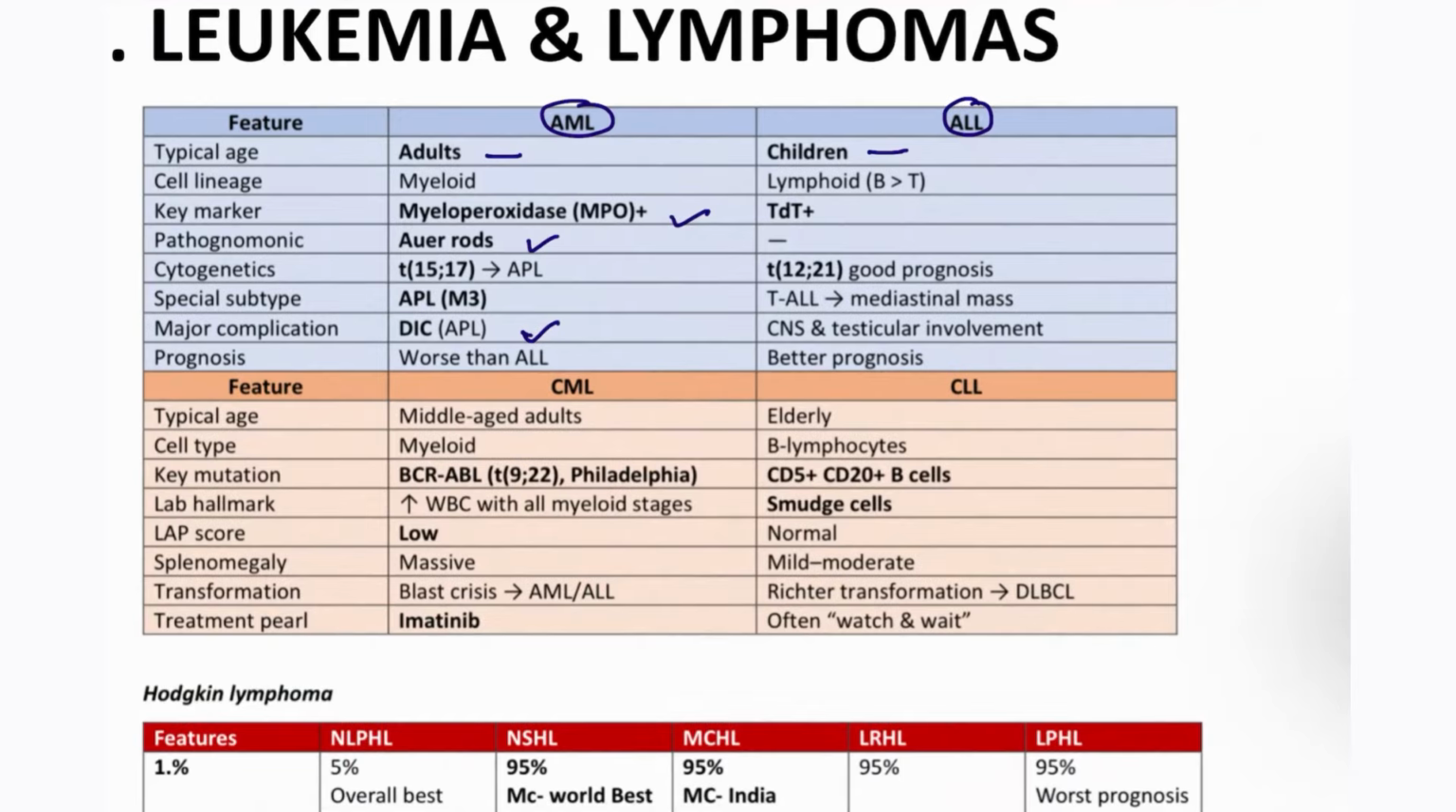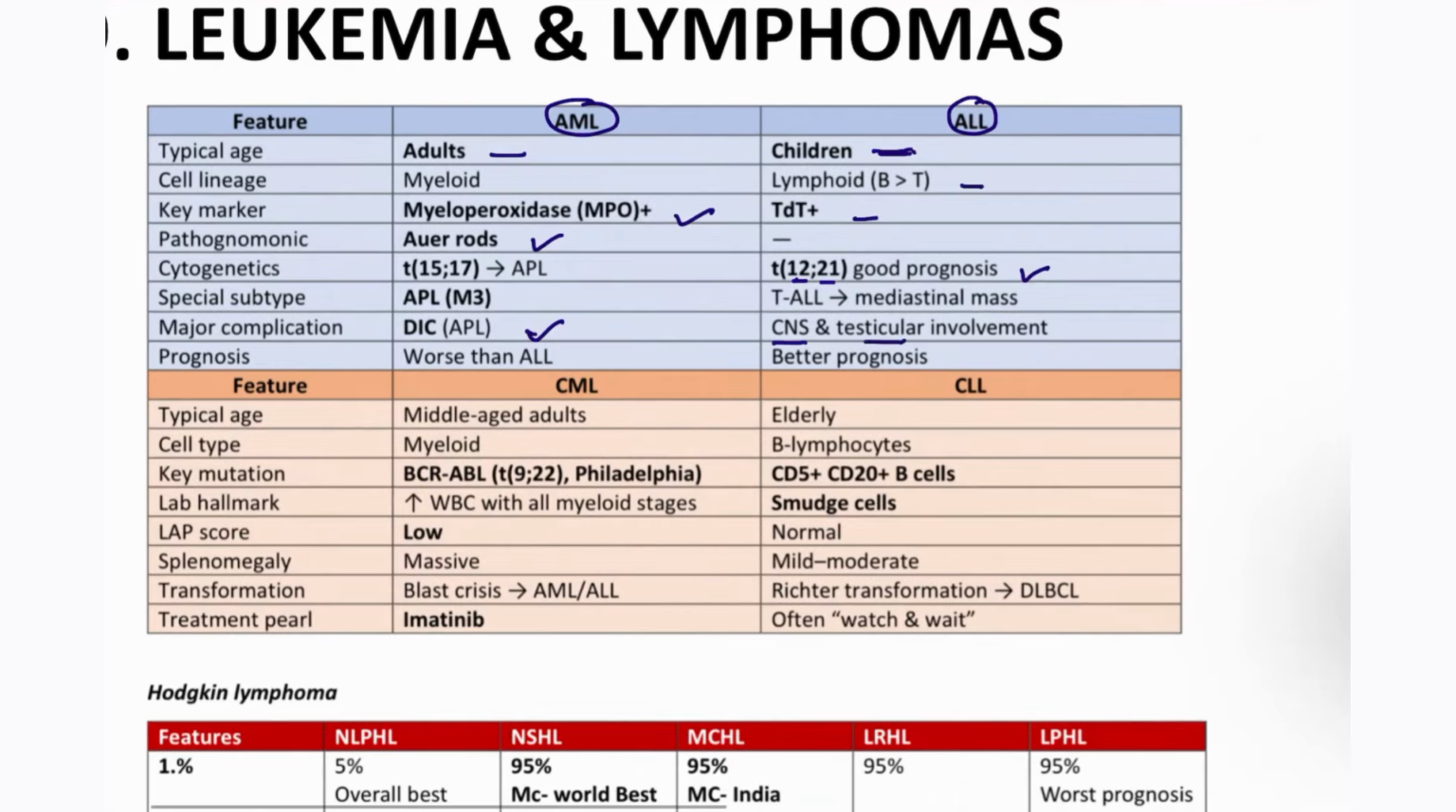Okay, next, coming to ALL, seen commonly in children, and it is going to cause lymphoid, and what is the positive here, guys? TdT. So the translocation t(12;21) is going to show a good prognosis. Lymphoid is going to include the central or the peripheral type. So peripheral, like testicular, and also CNS involvement will be seen. But ALL has a better prognosis.